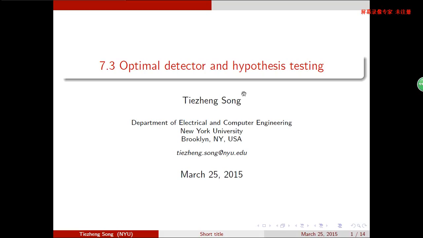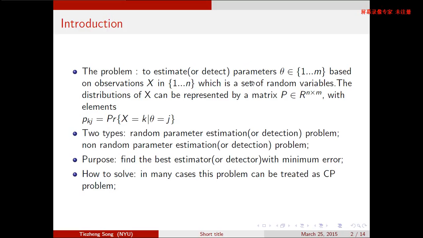My topic is optimal detector and hypothesis testing. The problem is to estimate parameters theta based on observations x. This is the data we collected or the measurement we made, which is a set of random variables. The distribution of this data can be represented by a matrix P. So this is the element in matrix P, which means the probability for the data equal to k given the theta, which is a parameter equals to j.